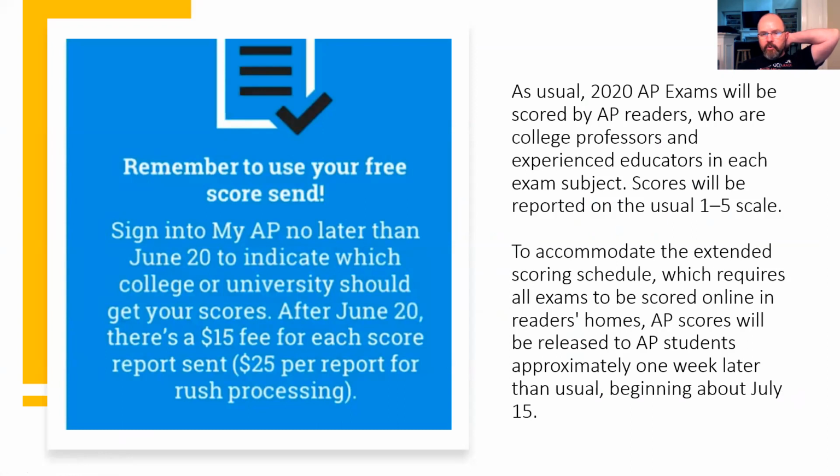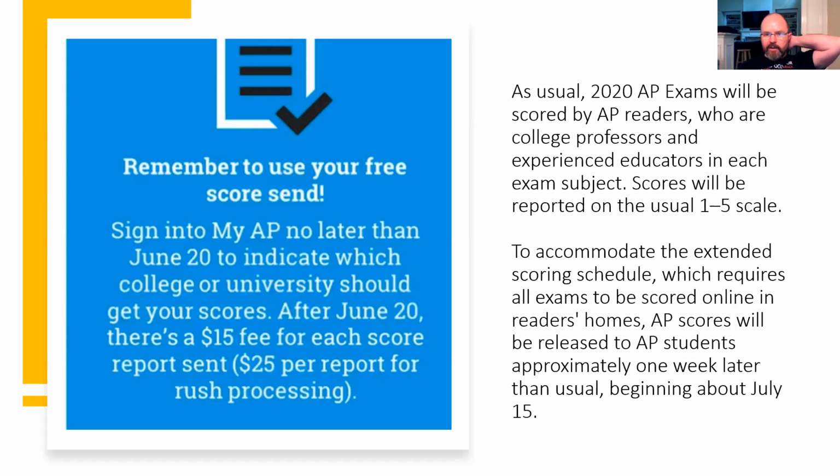AP exams are going to be scored by AP readers just like they normally are. College professors, experienced educators in each exam subject, they're going to be doing it from home this year. Normally they all get together at a convention and grade. This year they're doing it from home. It's going to be reported on the usual scale of 1 to 5 to accommodate extended scoring schedule, which requires all exams to be scored online in readers' homes.